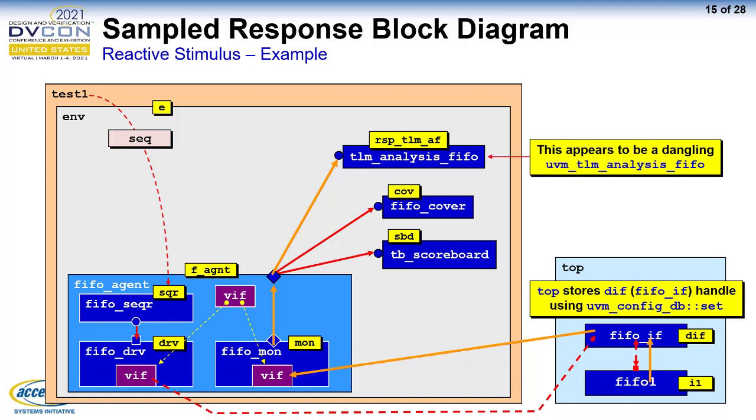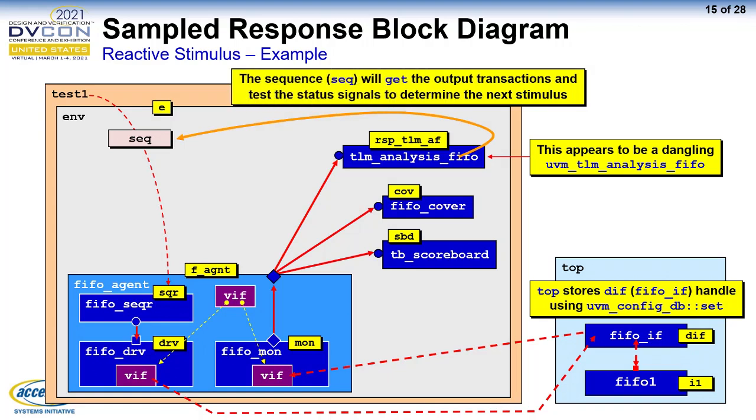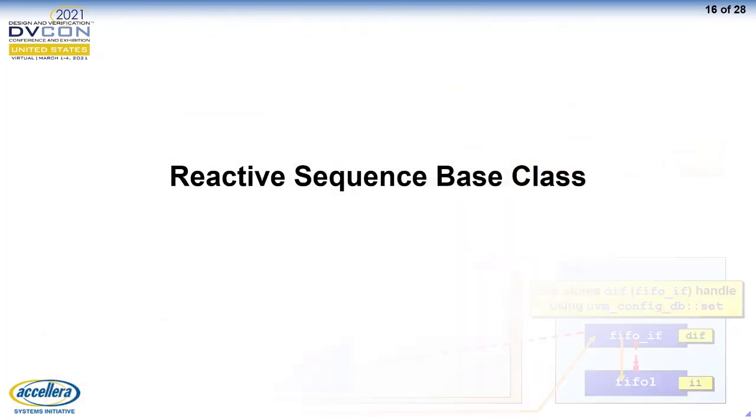Then the monitor reassembles the sample transactions into a transaction and broadcasts the transaction to the other components in the environment, including the response TLM analysis FIFO, which will queue up the broadcast transaction, and the sequence that has previously done a blocking get command now wakes up and grabs the broadcast transaction, examines the sampled output status bits to calculate a new transaction to be driven to the DUT.